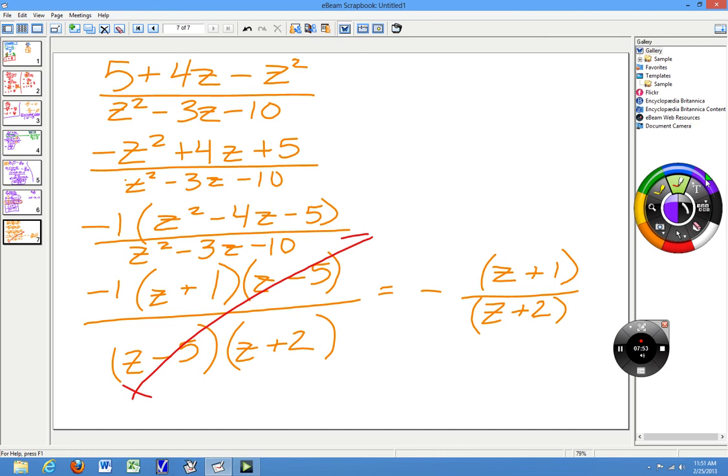Okay, what are my excluded terms? Because we can't forget about them. Z cannot be what, Aaron? 5 and negative 2. Yep. Okay, so there's always excluded terms in here because you can't have your denominator be 0. All right, does that make sense?